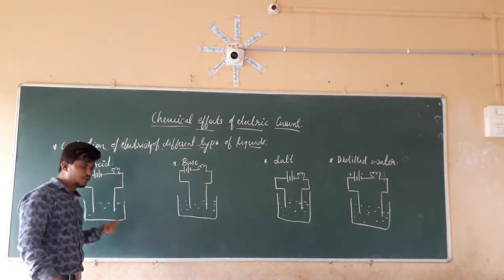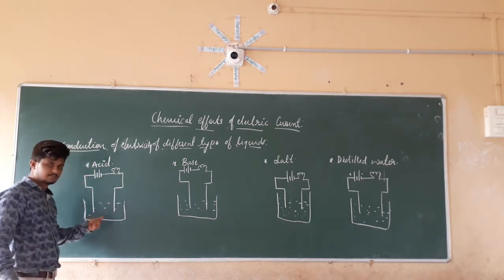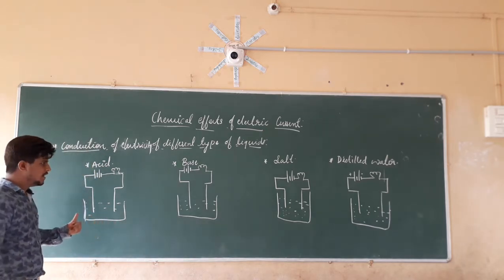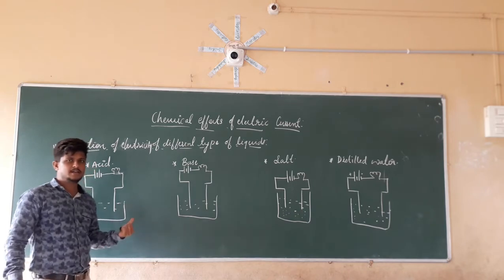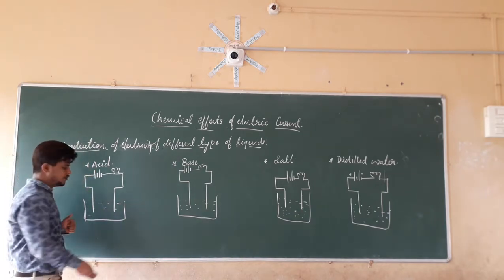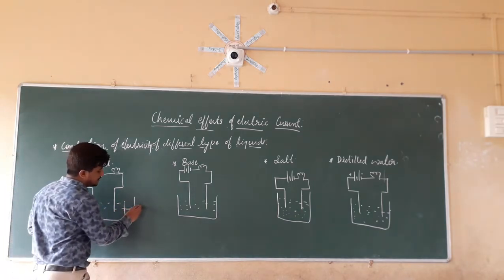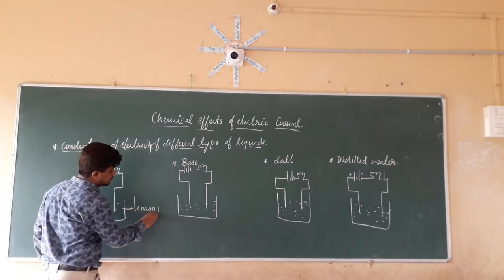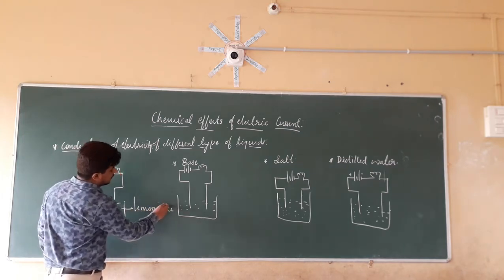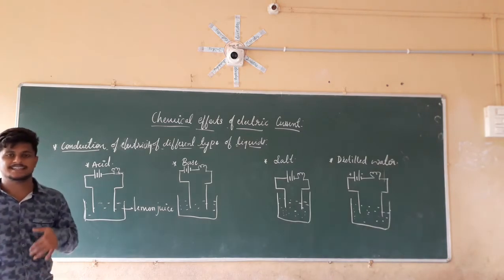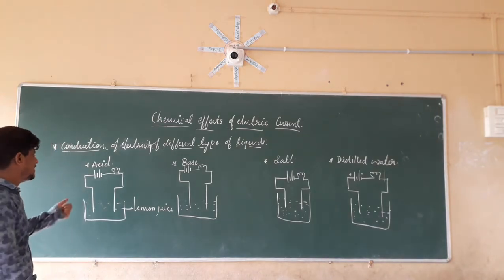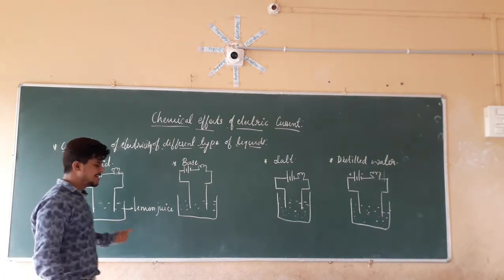Now we are going to put distilled water inside the container. After putting the distilled water, we are going to add some amount of lemon juice here. Lemon juice contains citric acid. It is a good source of citric acid. Or else you can take a synthetic acid.